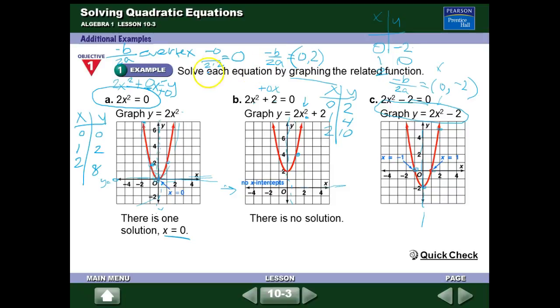So understand when the directions said solve this equation by graphing. Once you've graphed it, we are looking for my x-intercepts. Where am I crossing along the x-axis? Well, I'm crossing at negative 1 and 1. So at negative 1 and 1 are my solutions. So there are 2 solutions at both positive and negative 1.